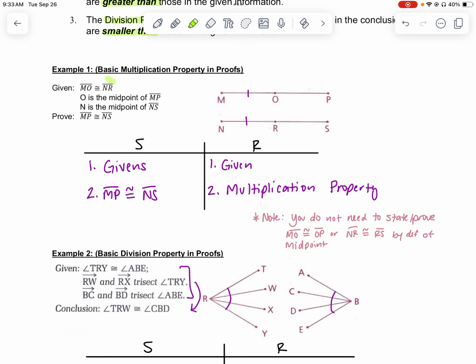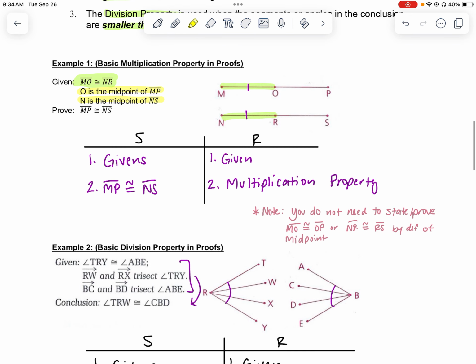So here is a set of three pieces of given information that allow us in one step to use the multiplication property. Here's the first thing that we know. MO is congruent to NR. So I have two segments, and I know between those two segments, one of their pieces are congruent. I also know that O is the midpoint of MP. What does that mean about MO? It is half of MP. I also know that N is the midpoint of NS. What do I know about NR? It is half of NS. Okay, my goal here is to prove that MP is congruent to NS.